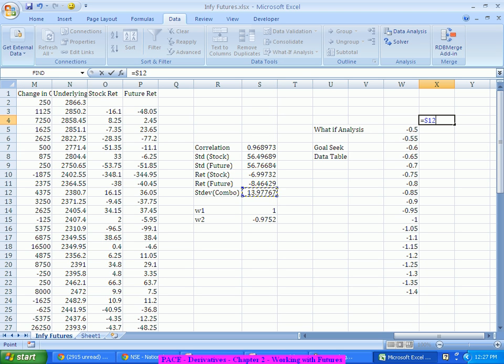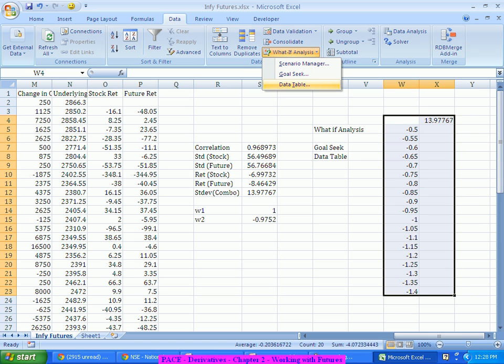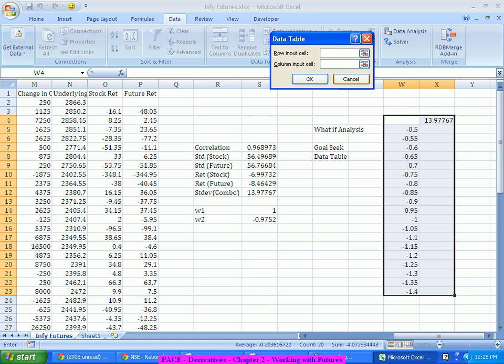I want to observe the standard deviation of the combo, right? So I'll point it to that location here. Then I will select this entire stuff. Then I will go into this what-if analysis data table. Depending on whether this data is in a column or in a row, here I have listed as a column. All these values I have put in one single column.